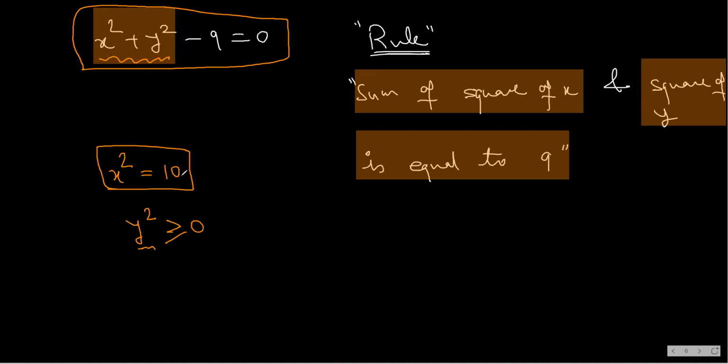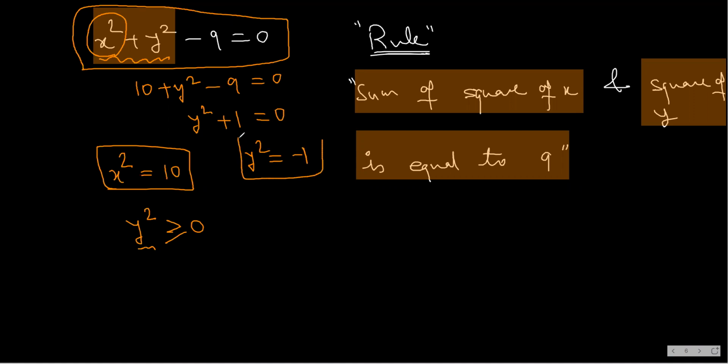Now, if x square is only 10, you check. If I write x square only 10 here, what will happen? The equation will be 10 plus y square minus 9 equal to 0. So it will be y square plus 1 equal to 0. So y square equals minus 1. So if x square itself is 10, y square will have to be negative 1, which is not possible. In short, what I'm trying to tell you is that x square plus y square minus 9 equal to 0 also gives us a rule.